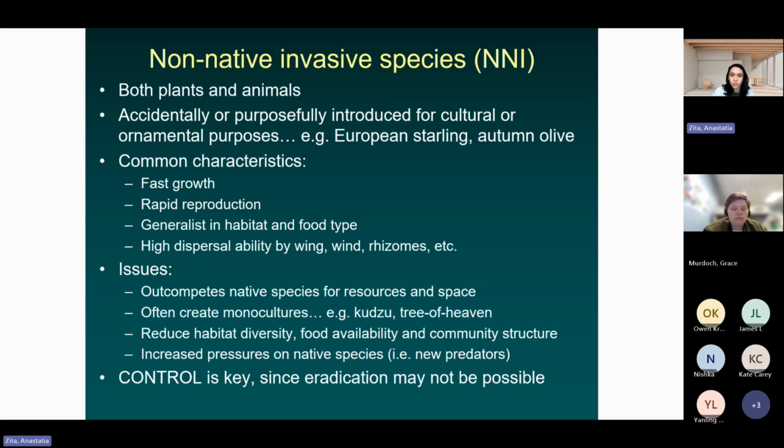The issue with that is invasive species can outcompete native species for resources and space, often creating monocultures. They can reduce habitat diversity, food availability, and community structure while also increasing pressures on native species. So since eradication of invasive species may not be possible, control is really the key. Effective control strategies can help prevent the spread of invasive species and promote a healthier and more diverse ecosystem.